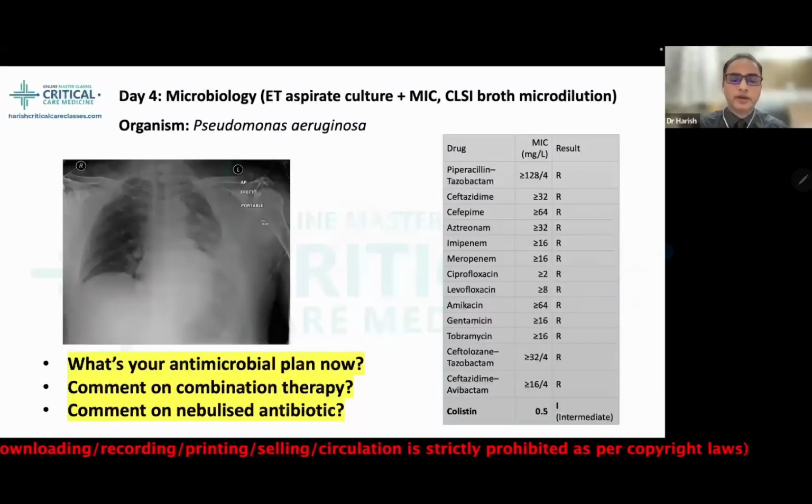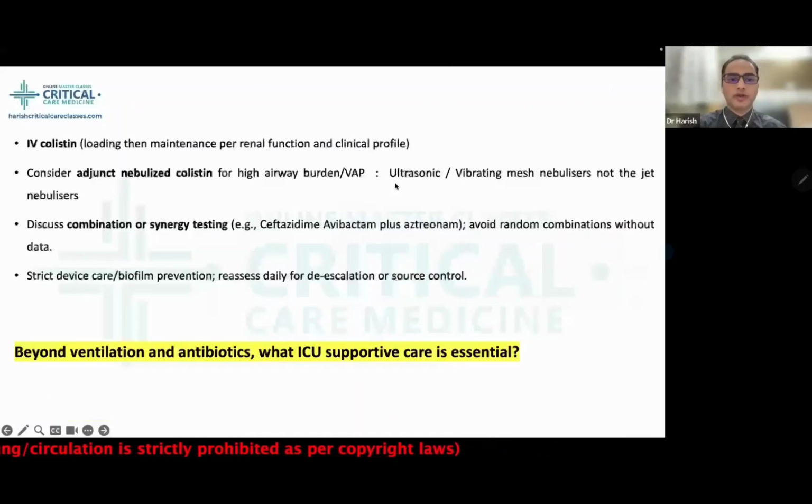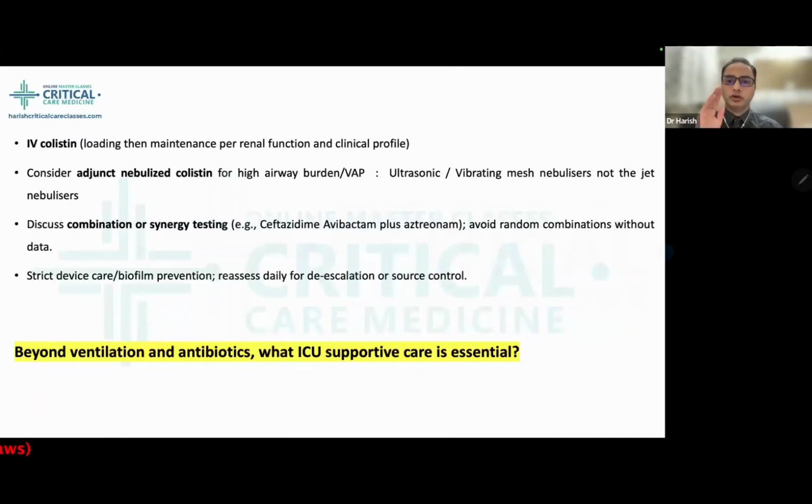Now we are stuck with ventilator associated pneumonia, an add-on complication. So what have we done? We started IV colistin at full dosage, 9 million units stat followed by 4.5 million units BD. Later, depending upon clinical improvement and renal function, you can adjust. But remember, if the patient is deteriorating, don't straight away adjust the dosage of colistin as per the renal clearance. You should take the clinical profile into consideration also.